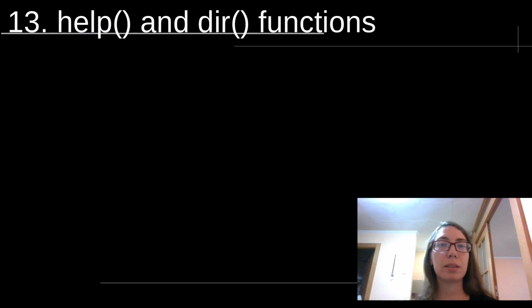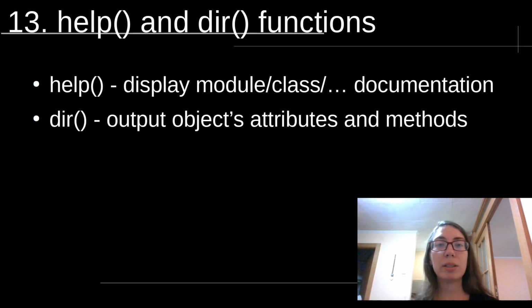Help and dir functions. Help displays module, class, or other documentation. Dir outputs an object's attributes and methods.